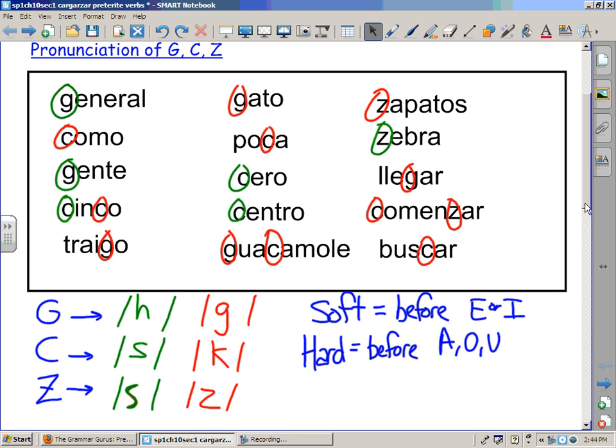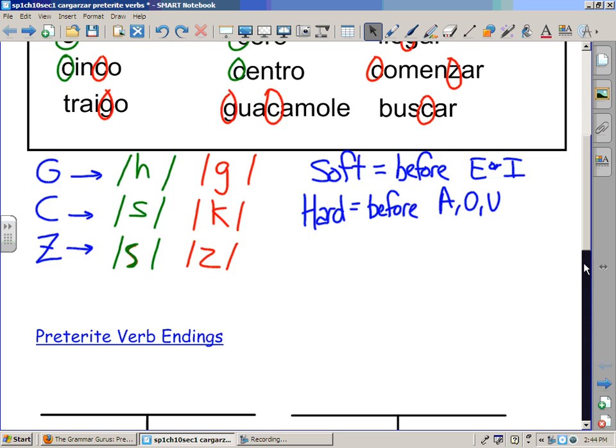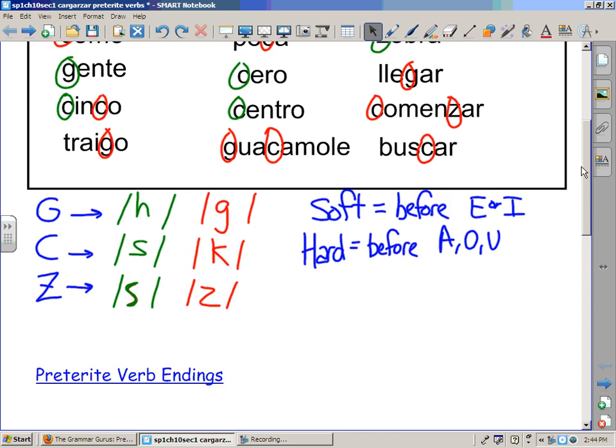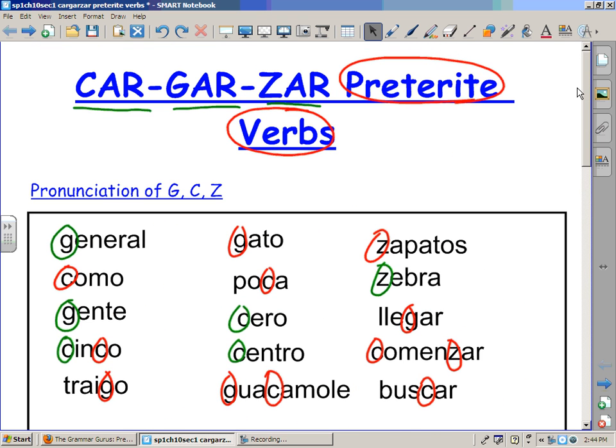If these letters come before an E or an I, they're going to make the soft sound. If these letters come before an A, an O, or a U, they're going to make the hard sound. And that'll help you with pronunciation when you're reading. But we weren't just working on pronunciation today, were we? We were working on CAR, GAR, ZAR verbs.